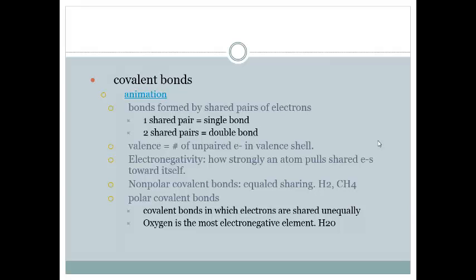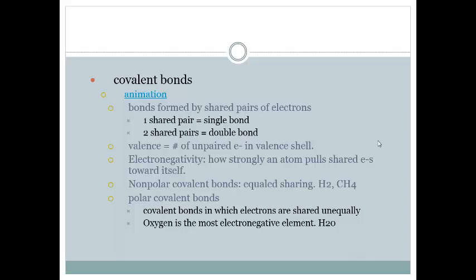The second type of bond is a covalent bond. The covalent bond is the result of sharing electrons. So in this case, the best way to fill the valence shells is not to transfer electrons, but to share them. You can have a single covalent bond if one pair of electrons is shared. You can have a double covalent bond if two pairs of electrons are shared.